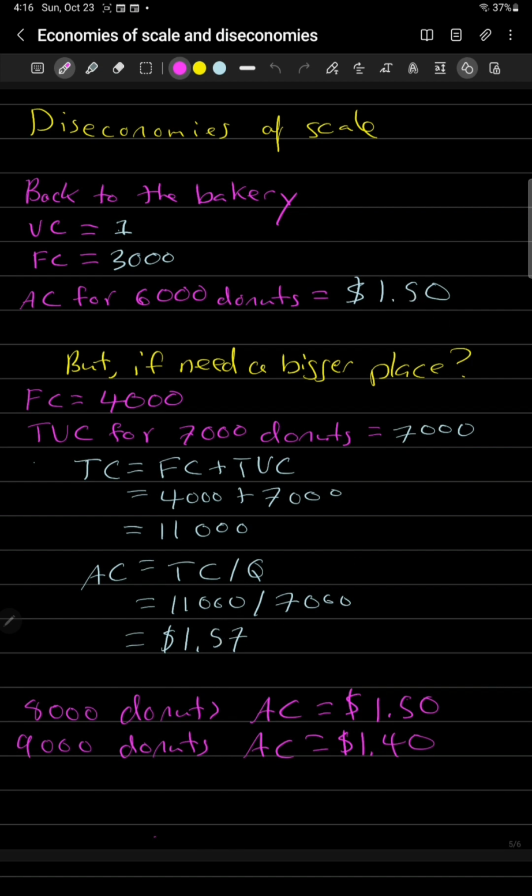Okay, so why would you get bigger if your costs are going to go up? Because then it's going to go down. If we do the same thing for 8,000 donuts, well, the fixed cost is still $4,000, but now we're back to an average cost of $1.50 per donut. And if we go to 9,000 donuts, which is something we couldn't do before when we had the smaller place, the average cost ends up being $1.40. So now you can even produce it cheaper. But for a little bit there, it is a bit more expensive while you adjust to producing more and more.